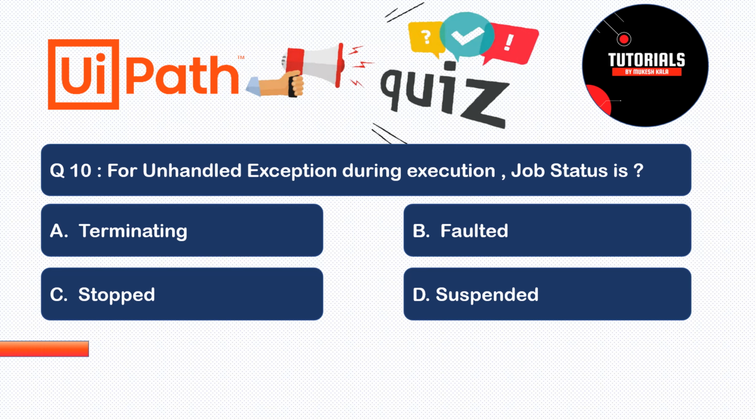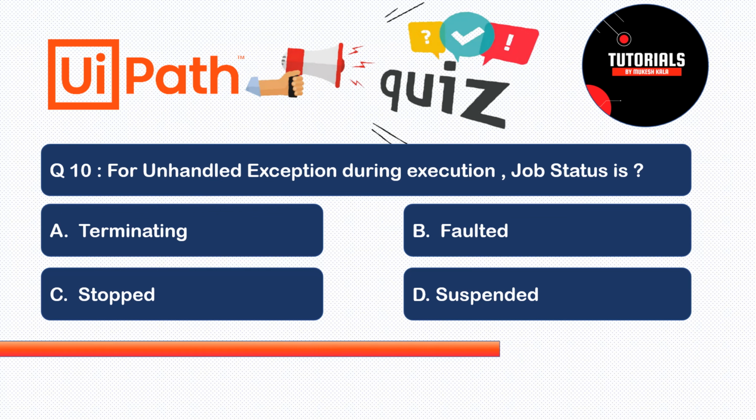I hope you got the question, that there is an unhandled exception which has occurred when the job was running from orchestrator. Now once it has occurred, what would be the job status? And the correct answer is it would be faulted. So whenever you have an unhandled exception that is coded during the development and that unhandled exception is thrown in the orchestrator while the job is running, the job status will be marked as faulted.